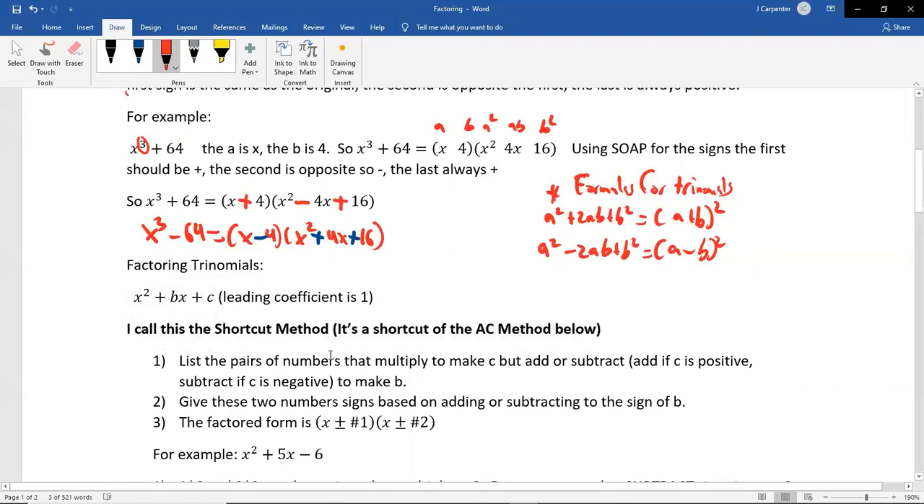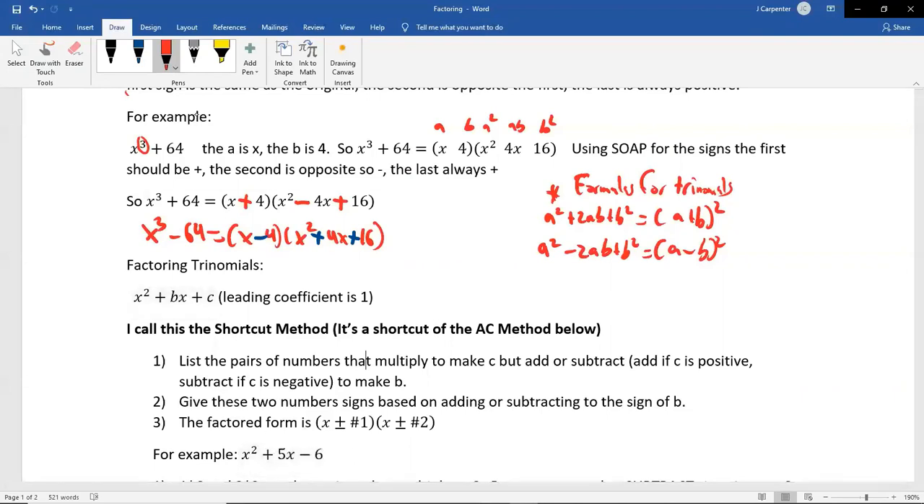All right, so shortcut method. List the pairs of numbers that multiply to make C, but add or subtract. Add if it's positive, subtract if it's negative to make B. And when I say C, I mean the constant at the end. So when I say factor something like x squared plus bx plus c, I'm saying something like x squared plus 5x minus 6. These don't have to be all pluses. You can have minus signs wherever.